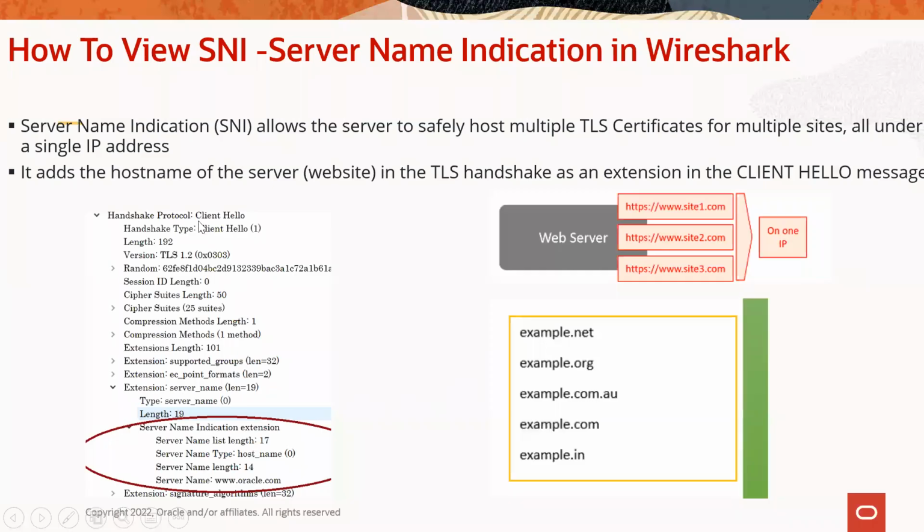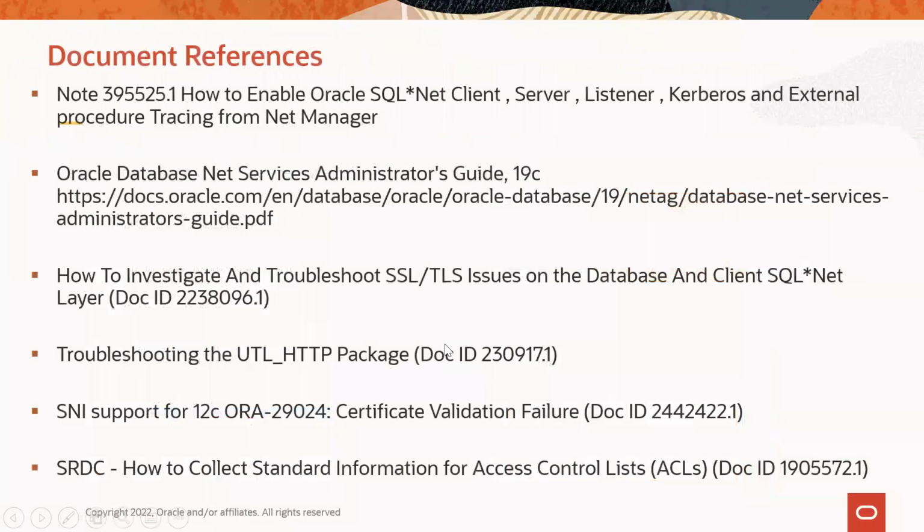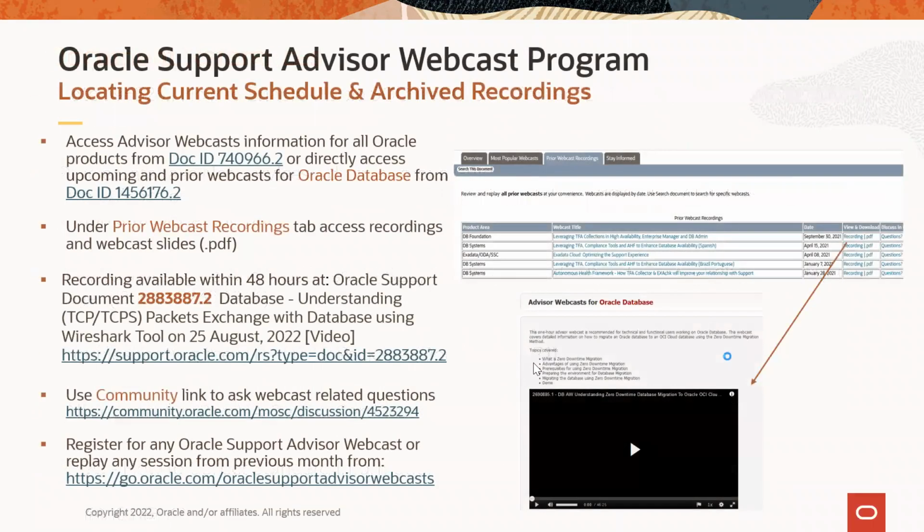And that information would be in a client hello packet. Okay, these are the documents which were being referenced when all this information was being collected. One was the trace, one is how net packet works, troubleshooting SSL TLS connection, troubleshooting the UTL HTTP packet, how SNI is supported in 12.2 with the patch, and how we do this SRDC collection of access control list.